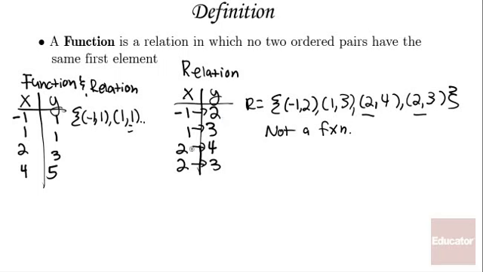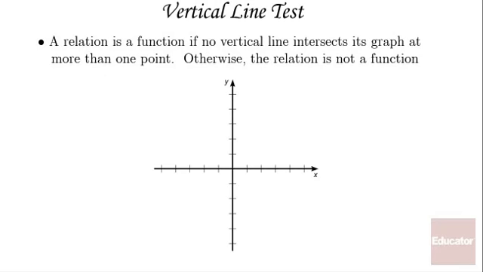Now we're going to talk about ways to ensure that what you have is actually a function. You can do that by performing the vertical line test. This is a visual way of assessing whether or not a relation is a function. A relation is a function if no vertical line intersects its graph at more than one point. Otherwise, the relation is not a function.